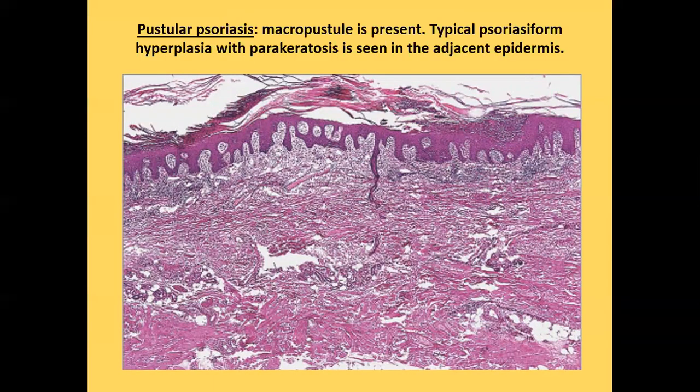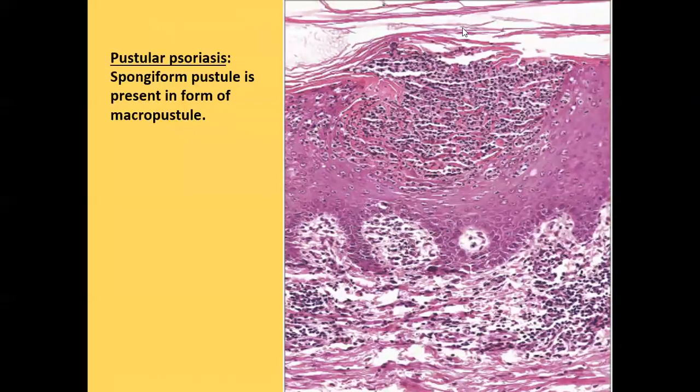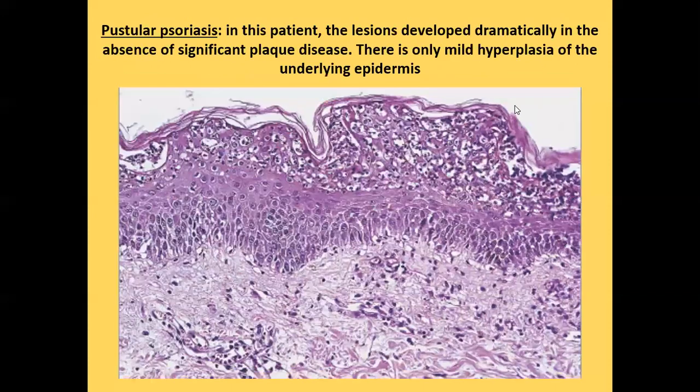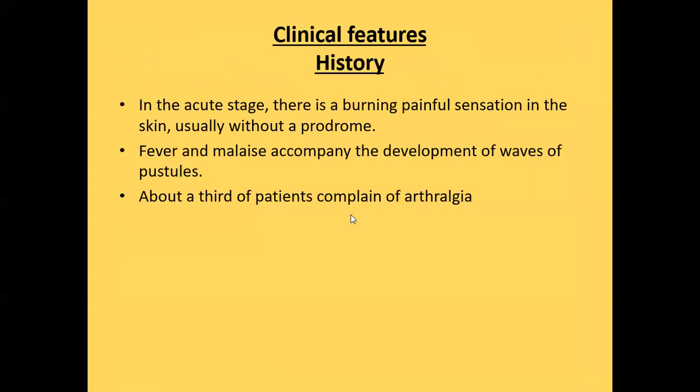Histologically, pustular psoriasis is characterized by macropustules, and by macropustules it means the macropustules of Kogoj. Superficially, there will be parakeratosis and Munro abscesses. The spongiform pustule of Kogoj will be dilated and bigger. The parakeratotic columns are associated with Munro abscesses, and sometimes only subcorneal pustules are seen, with little or no epidermal hyperplasia.